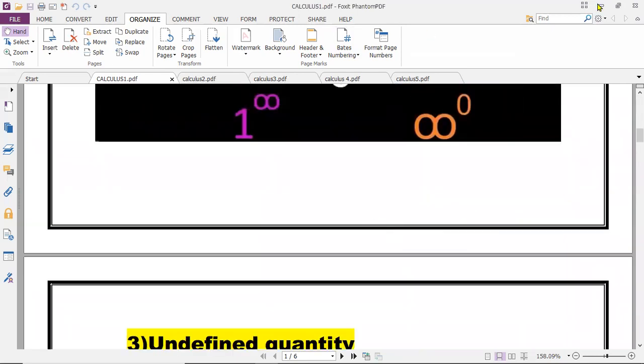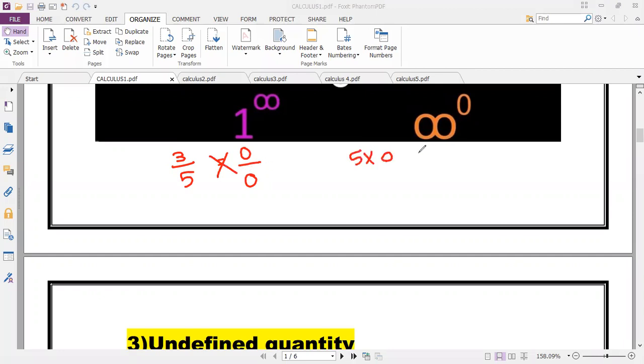If we have a value like 3/5, you know this value is a specified quantity. We can say that this value is equal to 0/0. Why is that? If you do cross multiplying, you will get 5 times 0 equals 3 times 0. And that's right, 5 times 0 is 0 and 3 times 0 is 0. They are the same. So the quantity 0/0 is an unspecified quantity, okay?